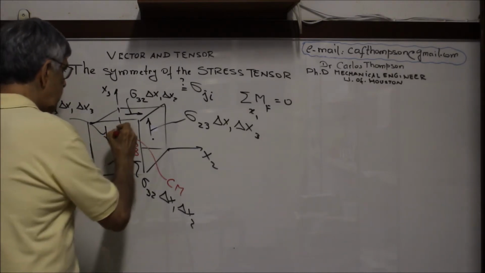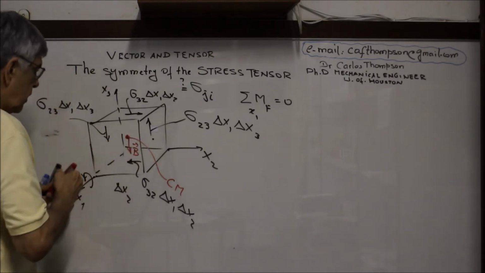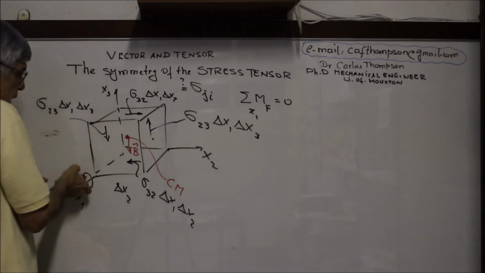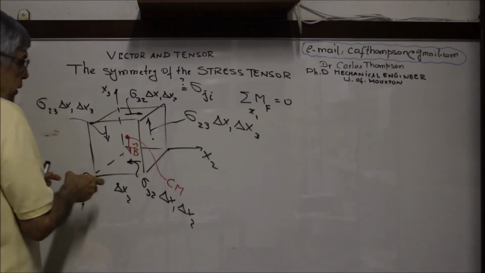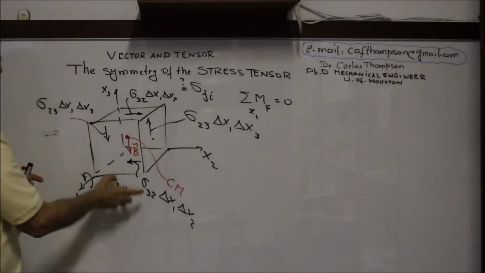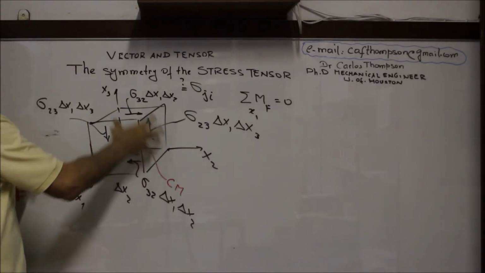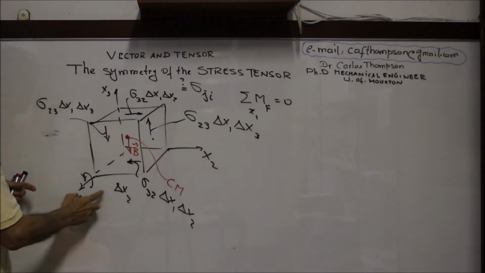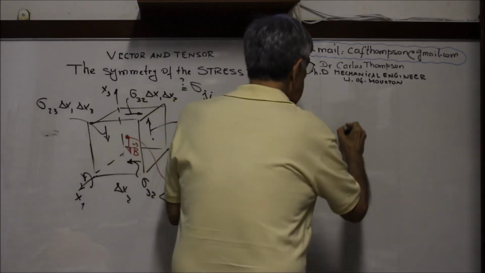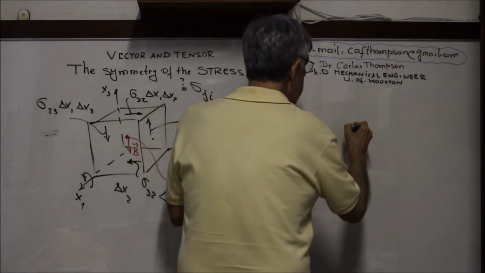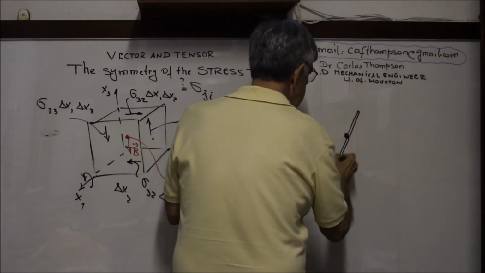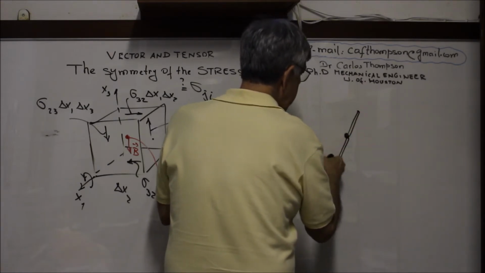Now, let's call this Cm. Let's calculate the sum of the moment around x1. These four forces, the moment of these four forces around x1 must be 0. Look, suppose I have a center of mass here, and I have a bar over here, the same length, same length.